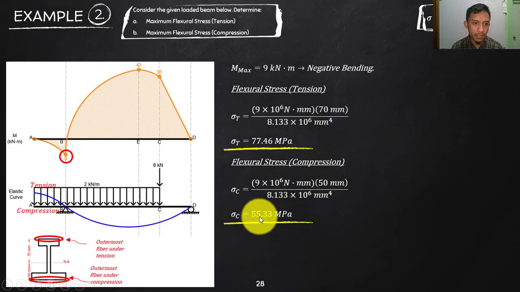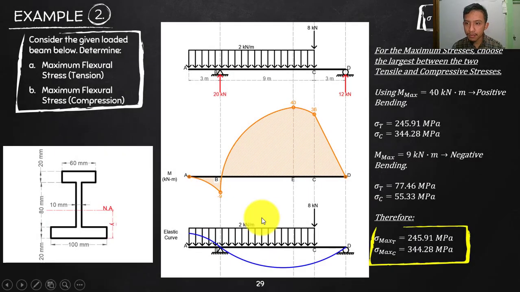If I will make the negative 90 the moment, change that one to 90, convert that of course always to Newton millimeter so that we will go directly to megapascal. Your tension now is the top, so your C is 70. That will give us 77.46, and below that is compression, C of 50, so 55.33. If I compare the values, what will be the maximum tension is from the positive moment 40. And your maximum compression is also from your positive 40.